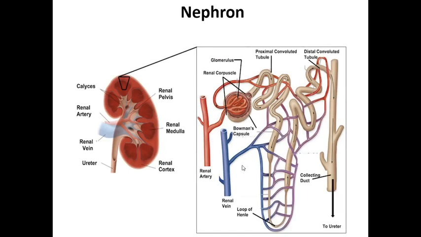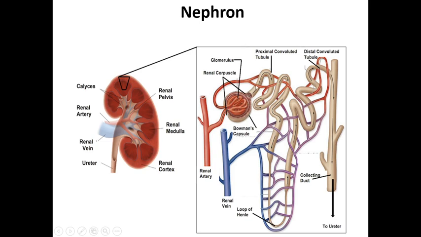So this is the structure of a nephron. See, this is a kidney. The functional unit of the kidney is called the nephron, and this is the structure of the nephron. So it has got the Bowman's capsule with the glomerulus or the glomerular capillary plexus inside the Bowman's capsule. Then we have the kidney tubules.